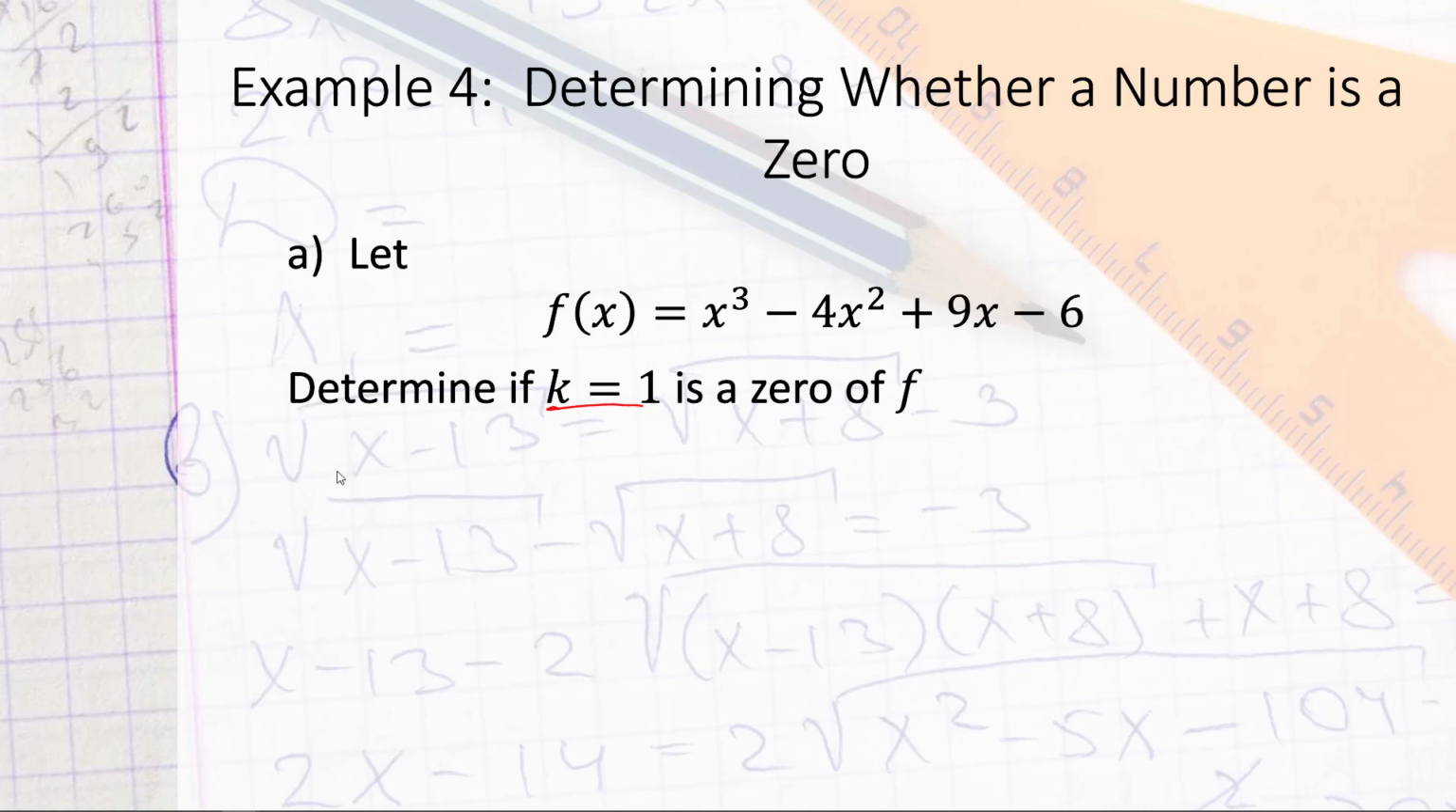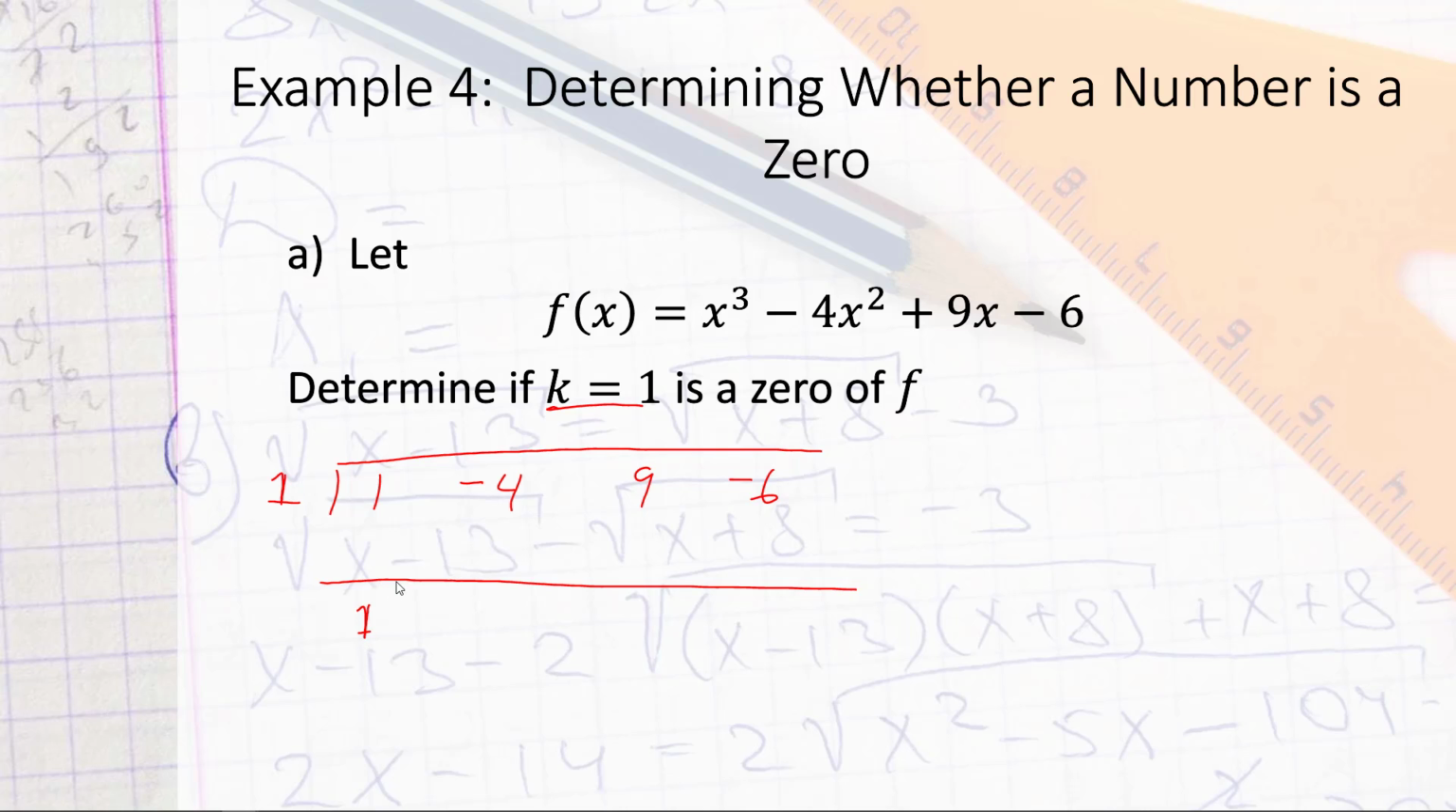So let's set up our synthetic division. The coefficient of x cubed is 1. The coefficient next to x squared is negative 4. For the linear term, we have 9, and then we have negative 6. And since we are evaluating at k equals 1, we just want a 1 here. Okay, and here we go. First thing we want to do is bring the first 1 down.